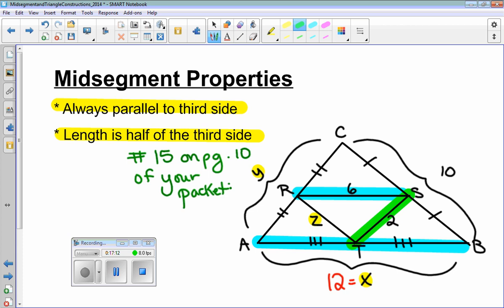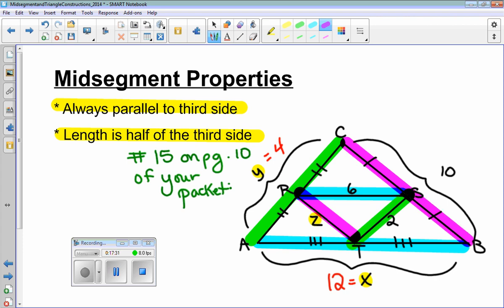We're going to use that same idea for this midsegment here. This is also a midsegment, the green one. It's half the length of y. So y would be 4. Very good. All right, now we have the last one. This is a midsegment Z, and Z is half the length of this last side over here, so Z must have a length of 5. Good. So we can use that idea of midsegment and its length to answer some questions.